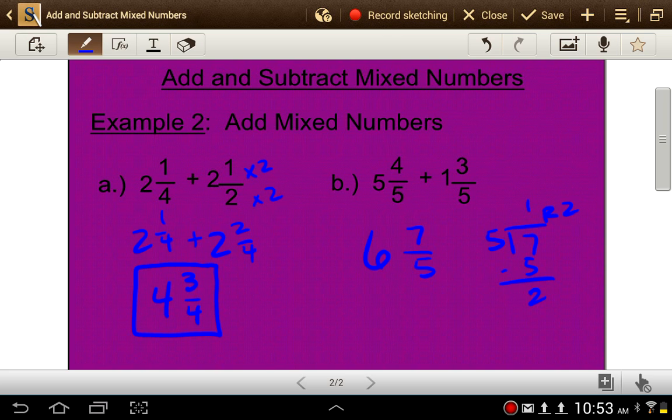Well, I already have 6, so I'm adding just one more. So now I have 7, and then I have a remainder of 2. So it's 7 2/5, and that is my final answer. Okay, if you need to pause, go ahead. Otherwise, I am moving on.